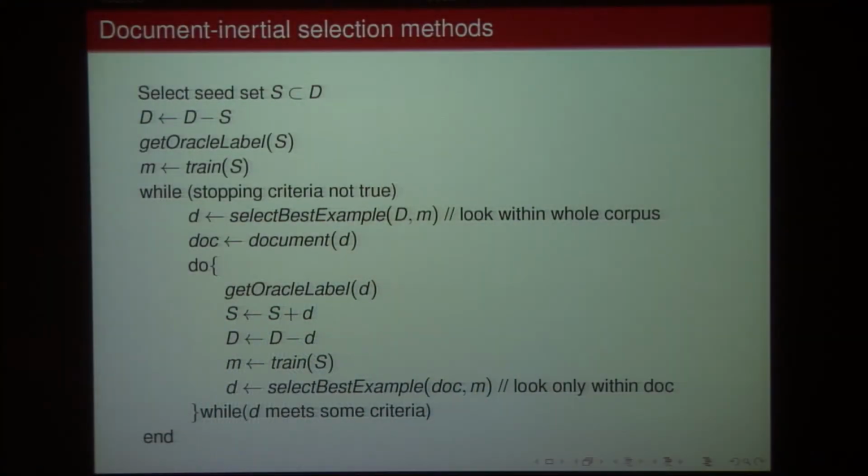And so just to put this in algorithmic form, it starts out very similar, where you get a subset that you train and get a model. You select the best example from this document, D.